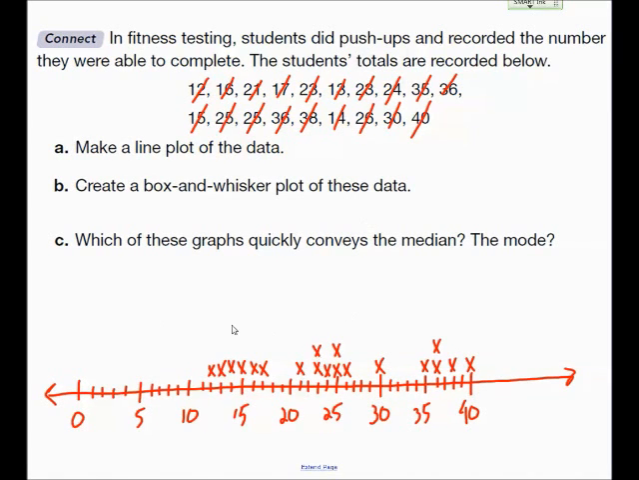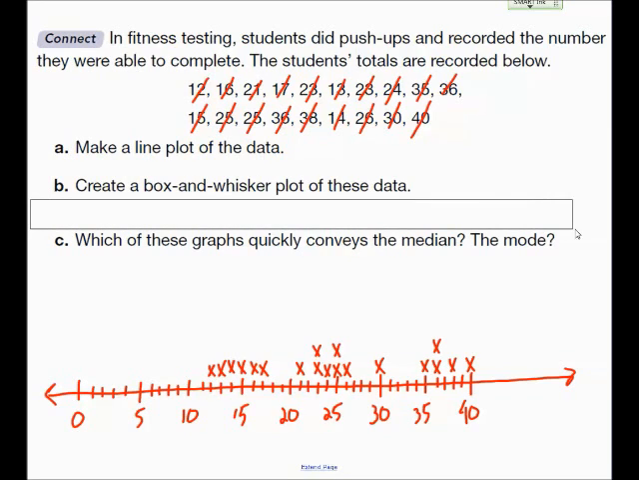The other thing that line plots are really good for is being able to see which number occurs most, like 23, 25, and 36. You can see that those x's are stacked higher, so we know those numbers occur most. And then lastly, we just put all these numbers in order by plotting them on the line plot. They weren't in order, and now they are, and that's going to help us here as we do part B, which is to make a box and whisker plot.